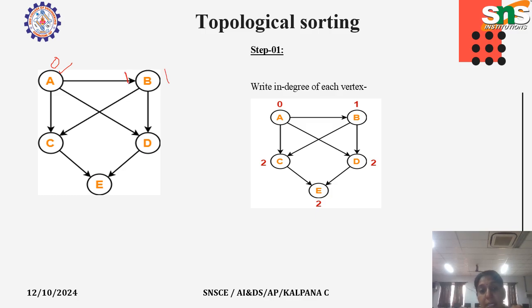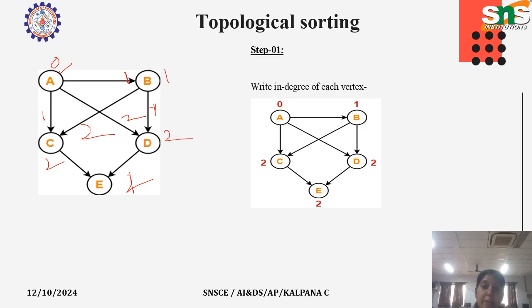And what about D? 1 edge and here 2, so 2. And what about E? Only 1, and 1 plus 1, 2. What about C? 1, 2. So for C it is 2 edges. Like this we have to calculate the in degree of each vertex. As a first step, we calculate the in degree of each vertex.